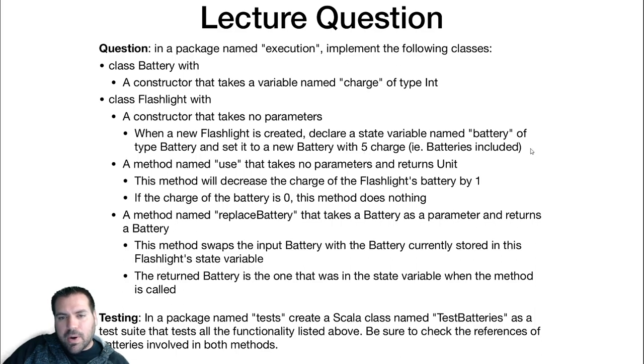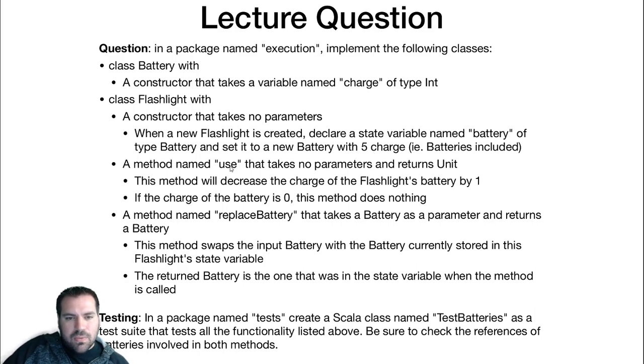To do this, remember any code outside of all your methods is executed right after the constructor is called. So this constructor won't take any parameters, but when the constructor is called, we're going to call this code, which is going to be outside of any of the methods, that creates your state variable named battery, set it equal to a new battery with a charge of 5, and then you have batteries in your flashlight.